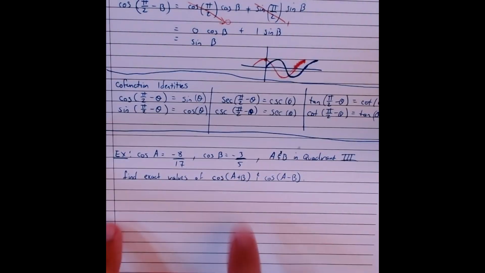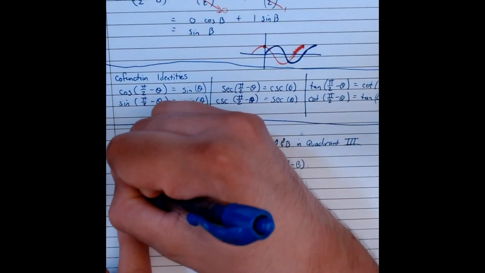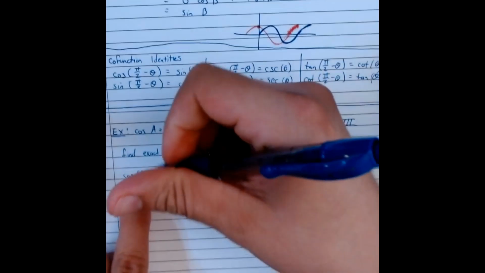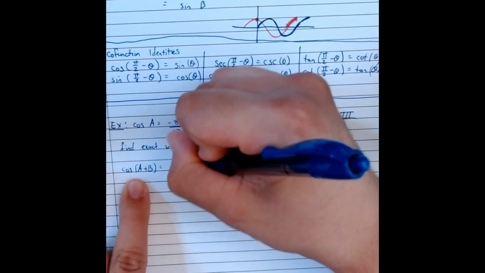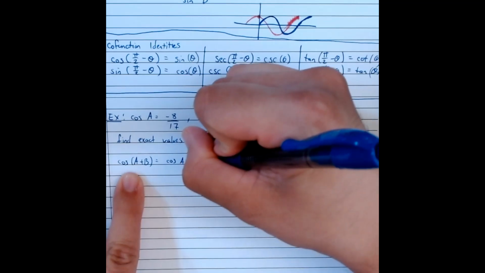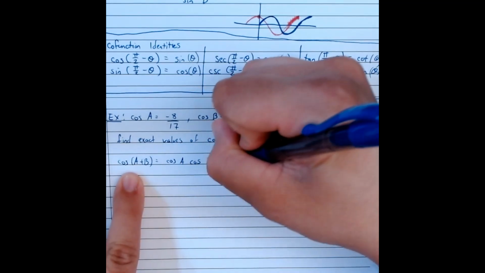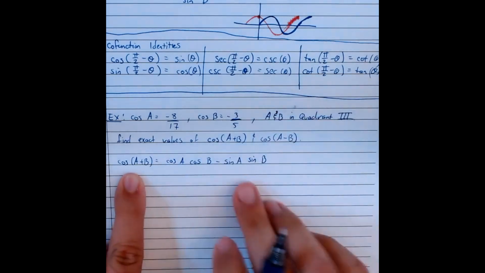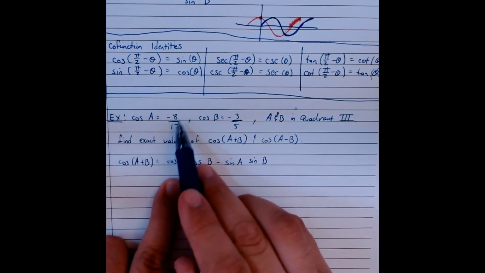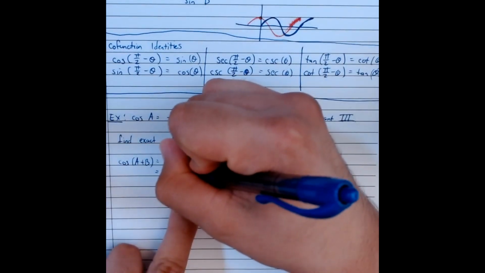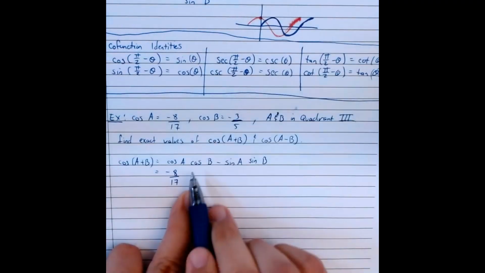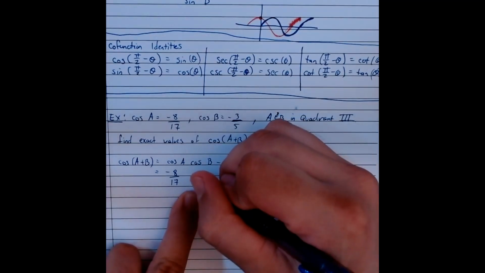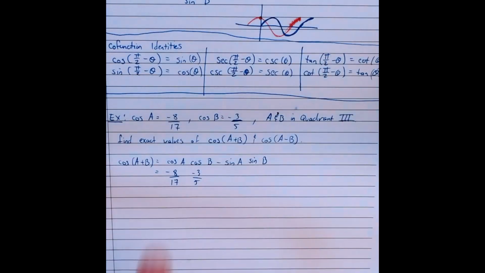All right? So the cosine of the angle A plus B, we have seen from the sum identity for cosine, is equal to the cosine of the angle A times the cosine of the angle B minus the sine of the angle A times the sine of the angle B. Okay, well, we know these numbers. Cosine of A is negative 8/17, so negative 8 over 17. Cosine of B, that's negative 3/5. Okay, very nice, just like that.